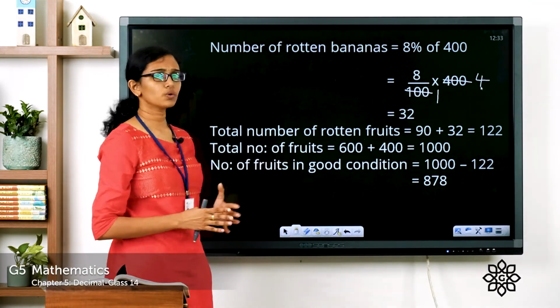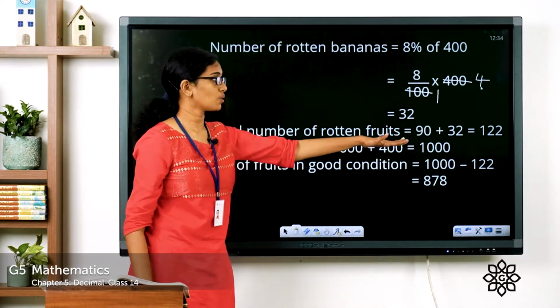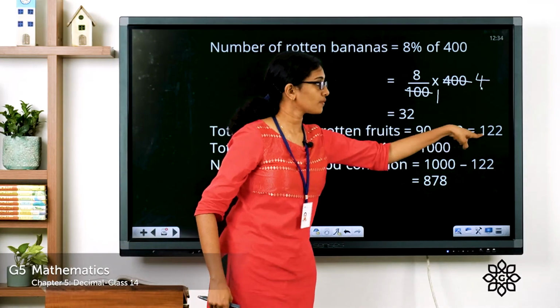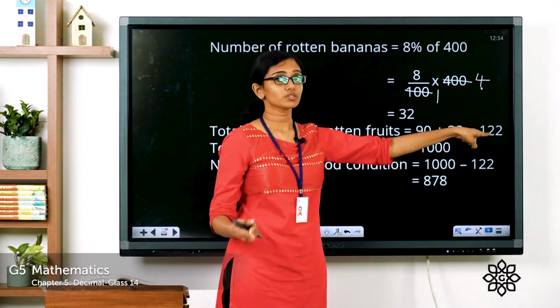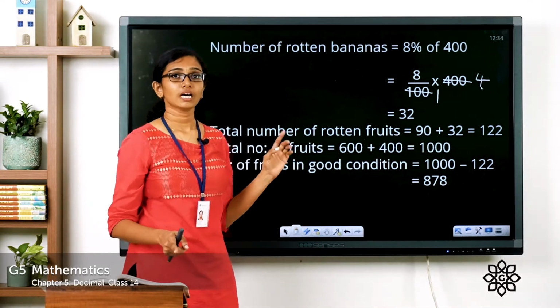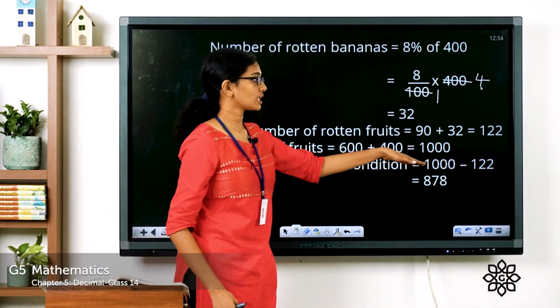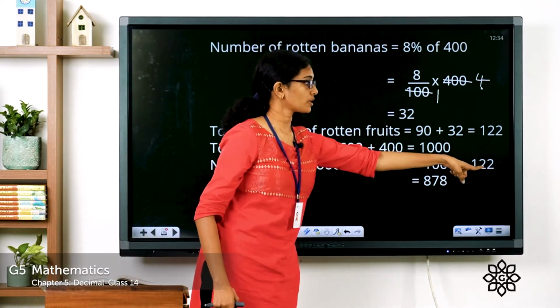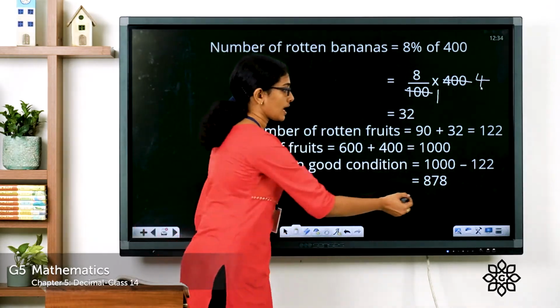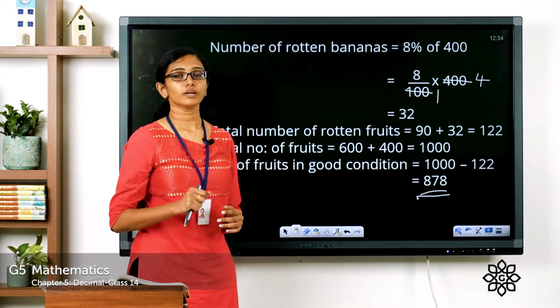The total number of fruits is equal to 600 plus 400, which is equal to 1000 fruits, and this is the number of rotten fruits. So the number of fruits in good condition will be the total number of fruits minus the number of rotten fruits, right? So that would be equal to 1000 minus 122, which is equal to 878. So this is the number of fruits in good condition.